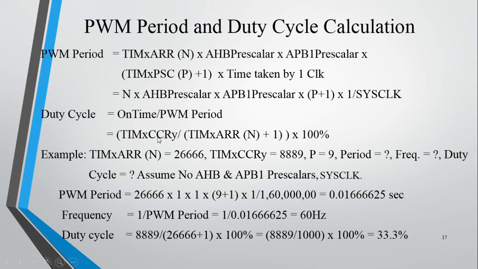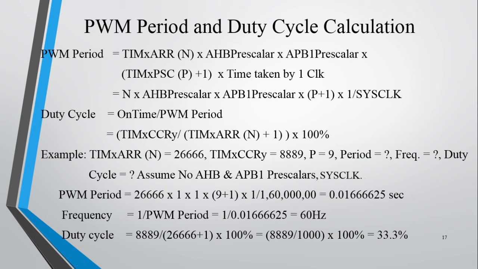and the CCR1 register in order to generate a particular PWM with a particular duty cycle and a particular PWM period. So the PWM period can be calculated by using this equation. This equation is the same as the delay calculation equation for timer 2, right? Because the total time delay taken by the timer is nothing but the PWM period in our case, right?